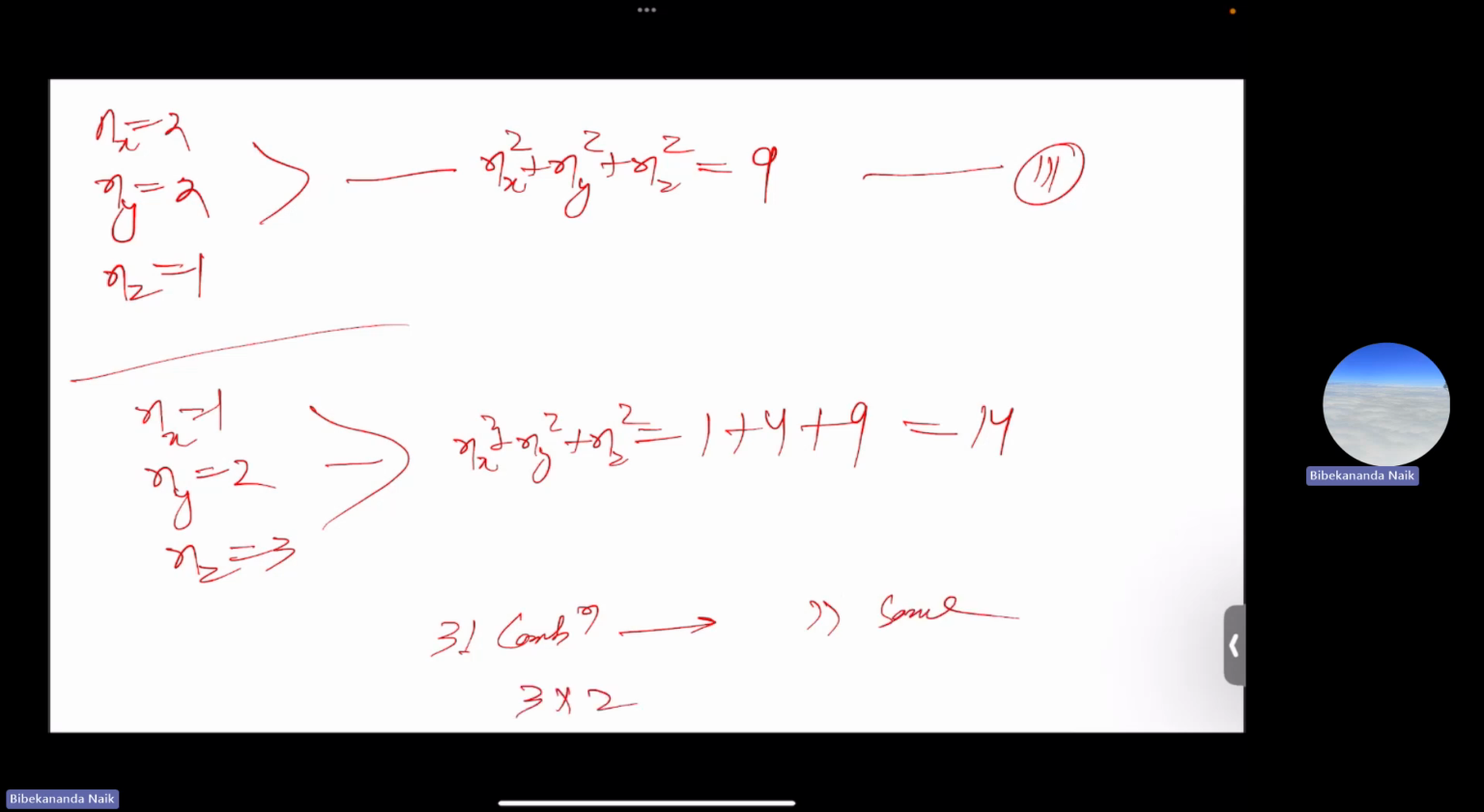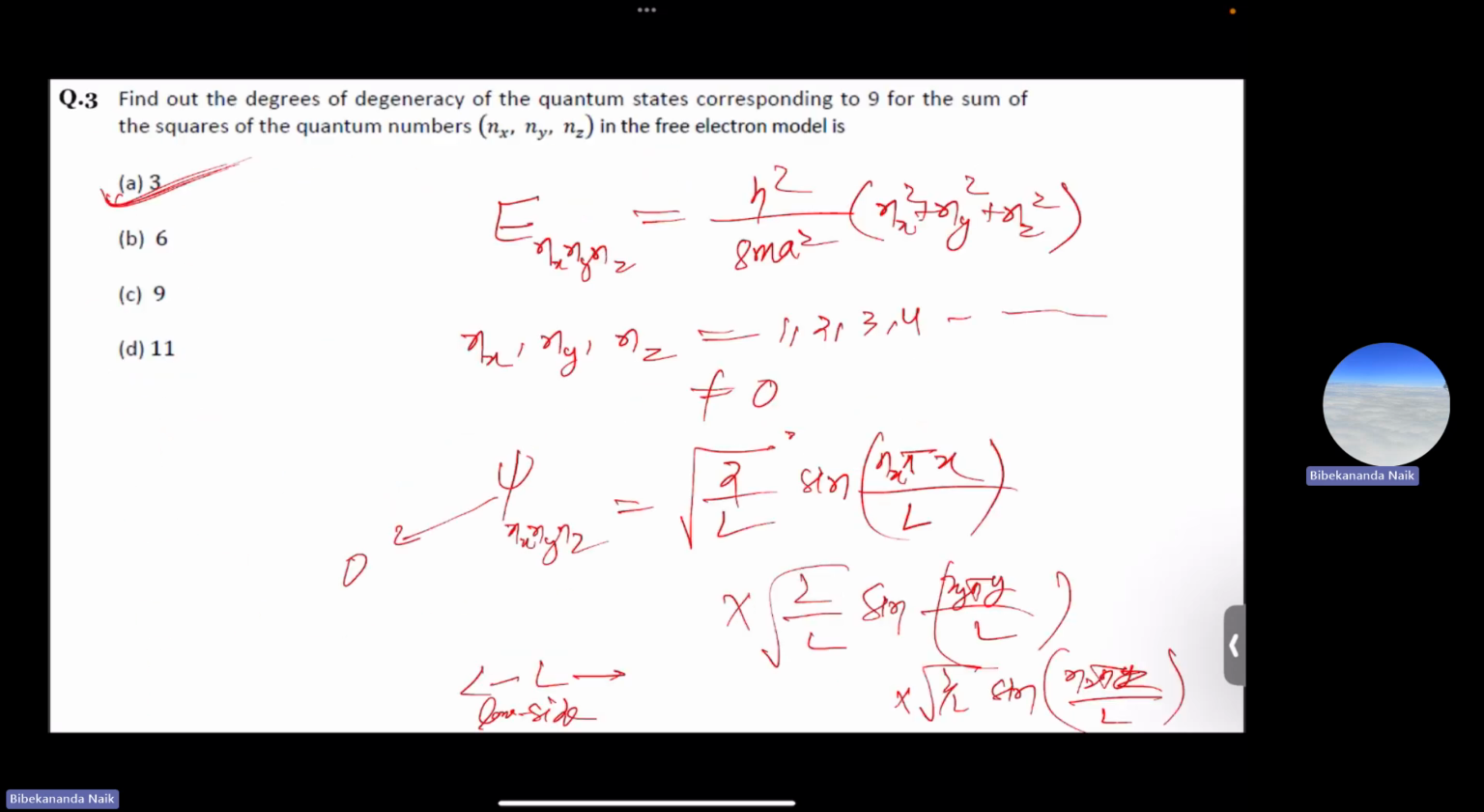Which is 3 into 2, that is 6 ways, or there are 6 combinations of nx, ny, nz for which the wave function is different but the sum is the same. Since the sum of the squares is the same, the energy will also be the same. So if the question had given the sum corresponding to 14, then the correct option would be option B, that is 6. There will be 6 degenerate states for which the sum of squares of quantum numbers is 14.